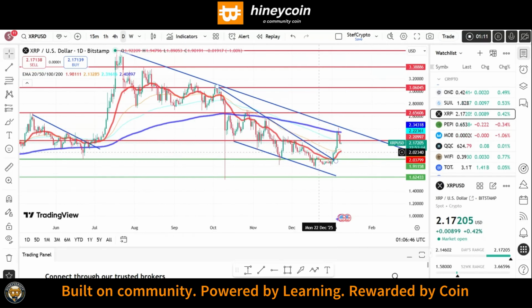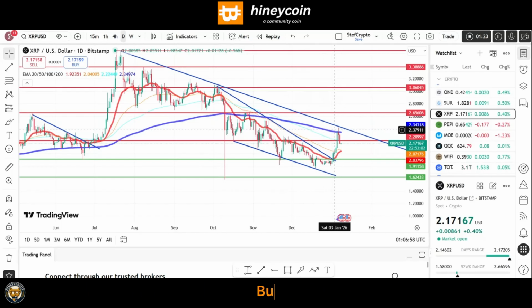Now I've selected the 20-day EMA. You also have the 50-day EMA, which is the orange line. We have the 100-day EMA, that's the light blue line. And then the dark blue fat one, that's the most important one. That's the longer time frame one, the 200-day EMA.